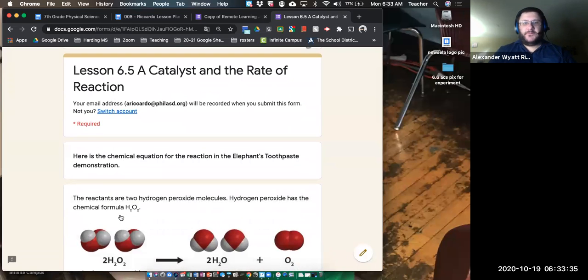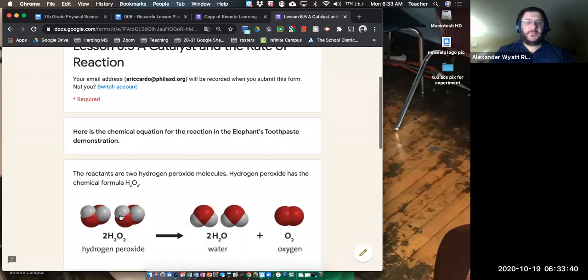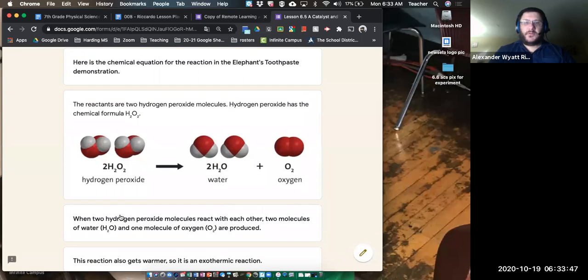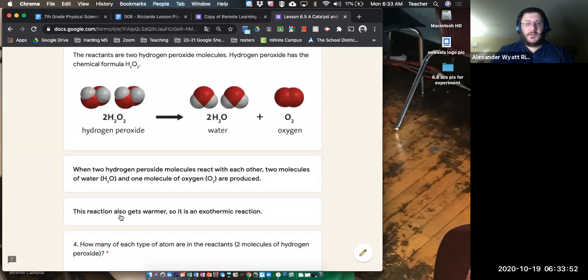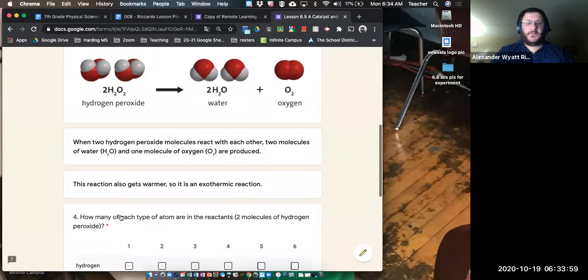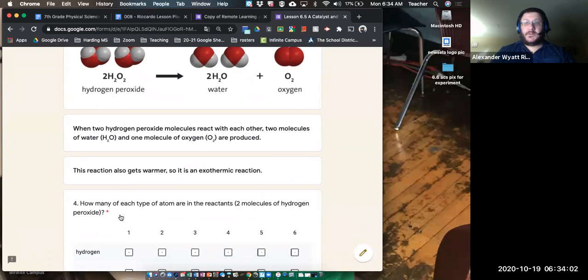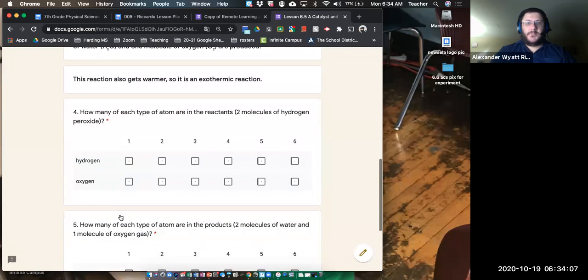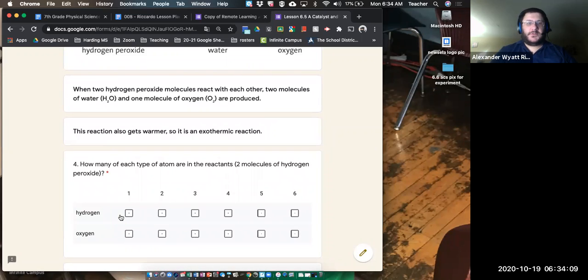All right, here's the chemical equation for the reaction in the elephant's toothpaste demonstration. The reactants are two hydrogen peroxide molecules, and hydrogen peroxide has the chemical formula H2O2. When two hydrogen peroxide molecules react with each other, two molecules of water and one molecule of oxygen are produced. The reaction gets warmer and is also exothermic. It gives off energy.